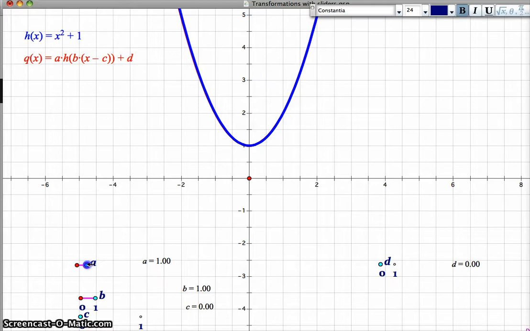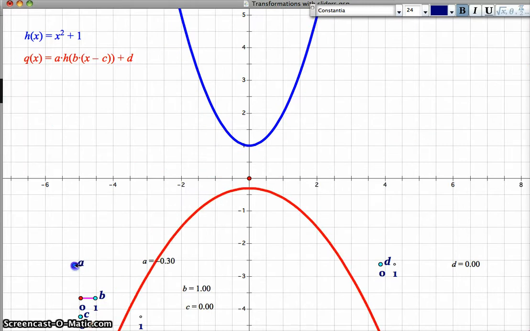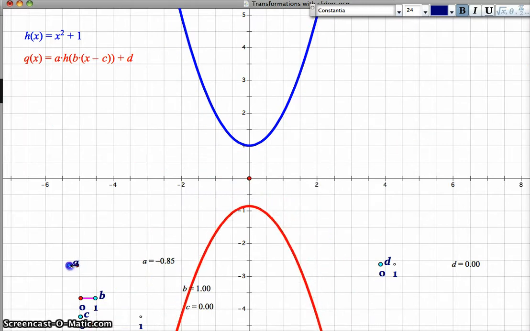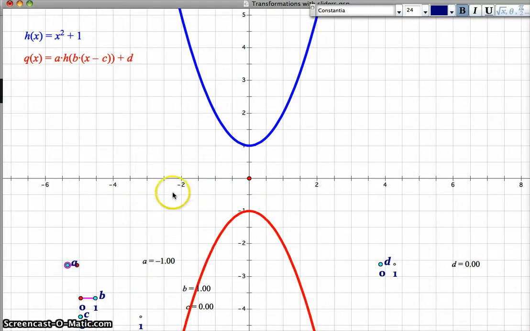So what happens to the red one when I multiply A by negative 1? We're getting pretty close. There it is. Okay. Now, because the multiplication was by a factor of 1, forgetting about the sign, the function retains the exact same shape. It doesn't shrink or stretch. It doesn't compress. But what happens, this negative 1 has the effect of reflecting my graph over the x-axis.